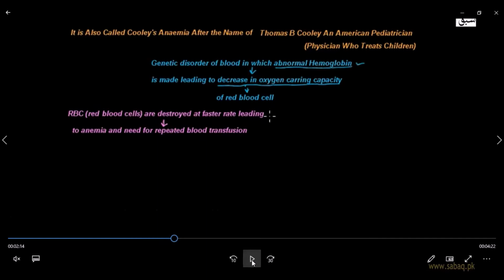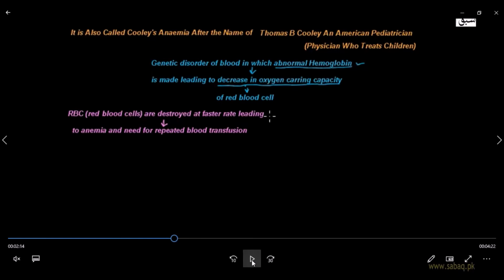When they are destroyed at a faster rate, it means there is a need for new red blood cells to be produced. In the meantime, if there are no RBCs, and they are destroyed quickly, and new RBCs will take time to produce, so that time will result in a decrease in the RBCs in your blood volume, and that decrease in your RBCs will cause you anemia. And for this purpose, you need to have a blood transfusion.